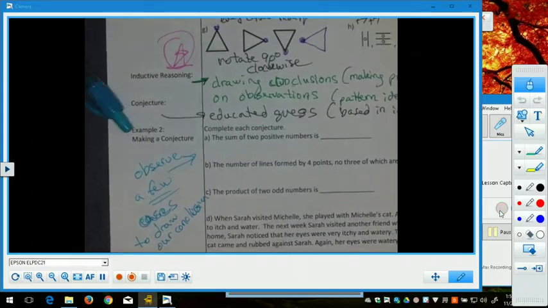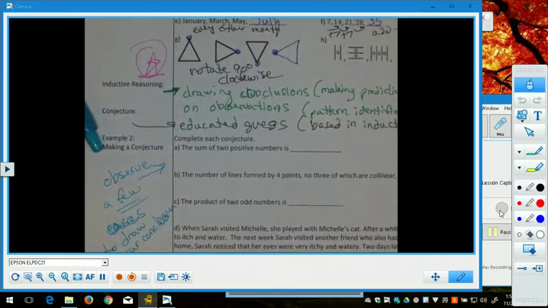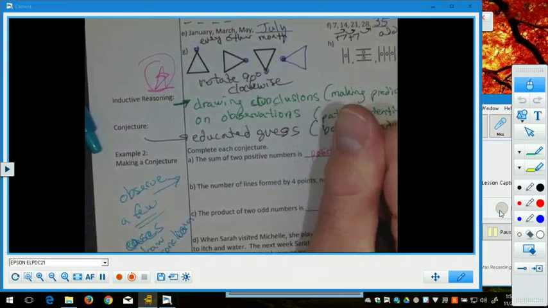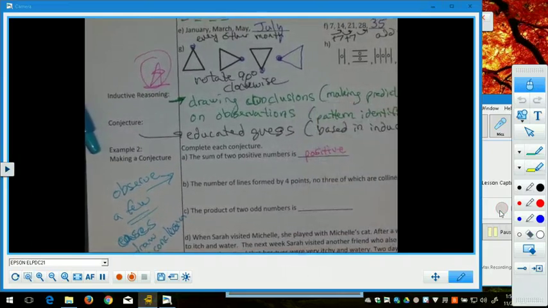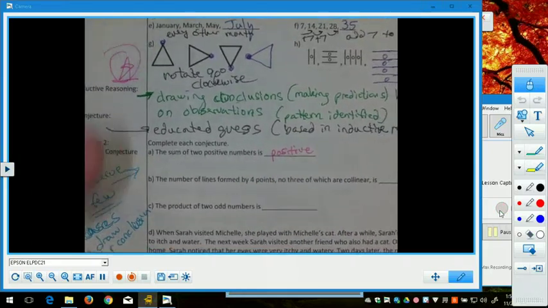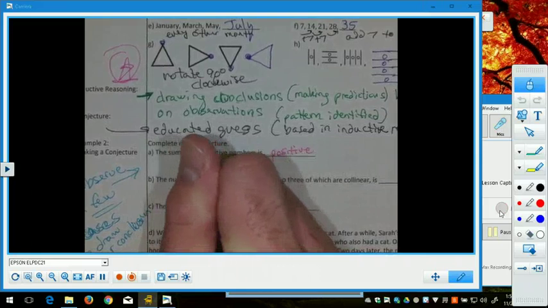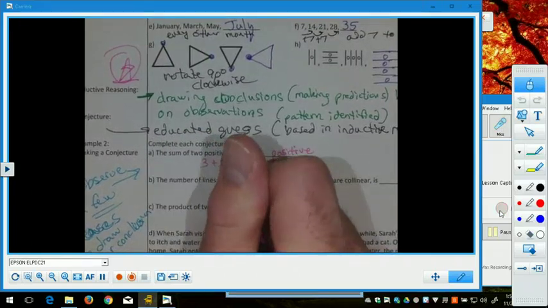So the sum of 2 positive numbers, well, you know this because you kind of memorized it in middle school, it's going to be positive. But if I were trying to convince somebody who hasn't learned that yet and they're just getting into negative numbers and they don't know that the sum of 2 positive is always positive, I would show them and see if they could figure out a pattern.